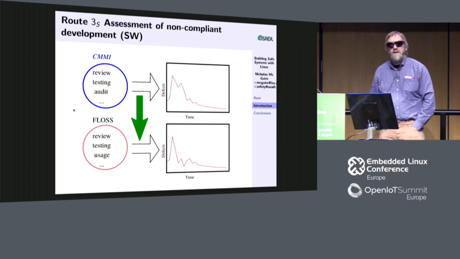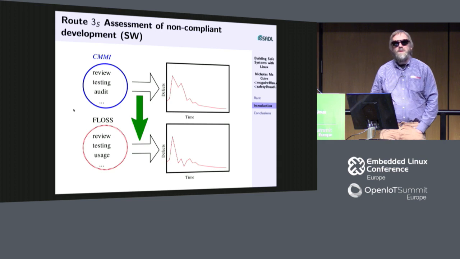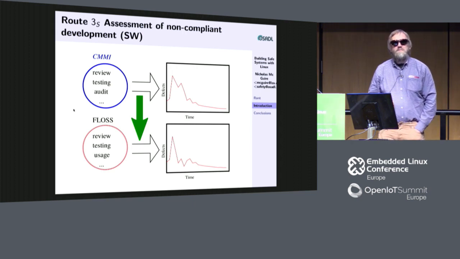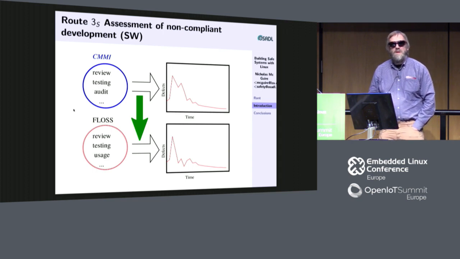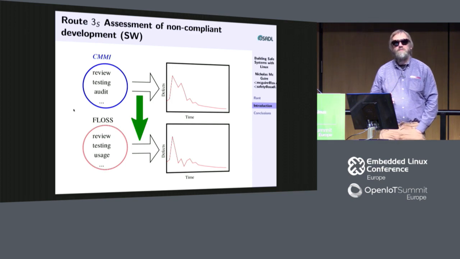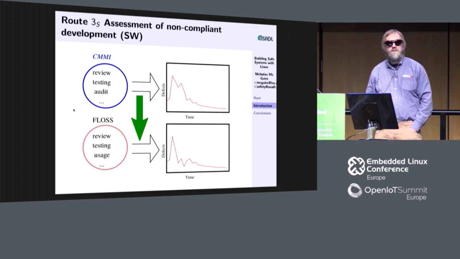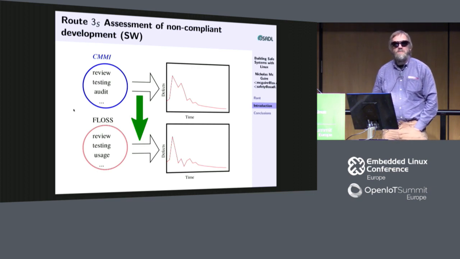So getting back to the compliance route or compliance issue, IEC 61508 basically allows 3 compliance routes. Route 1S, bespoke development, just follow the standard. Not an option if you want to build a Linux system. Route 2S, proven in use, that's something that you should immediately delete from your memory again. Don't even try using proven in use for anything that's more than a while loop running on an 8-bit microcontroller. So we're left with Route 3S, which is assessment of non-compliant development.